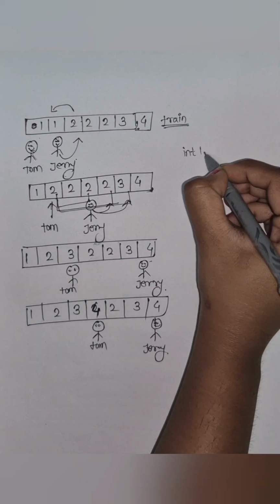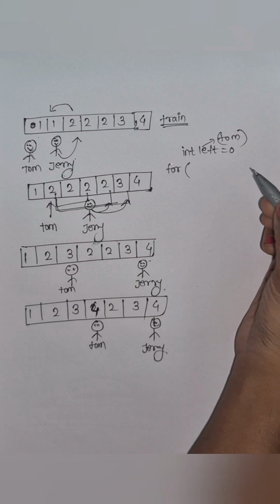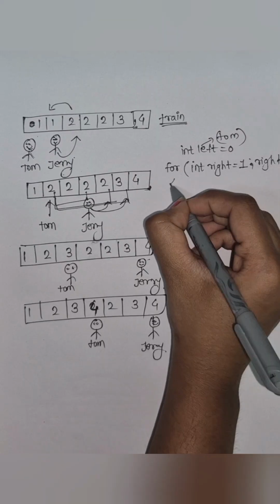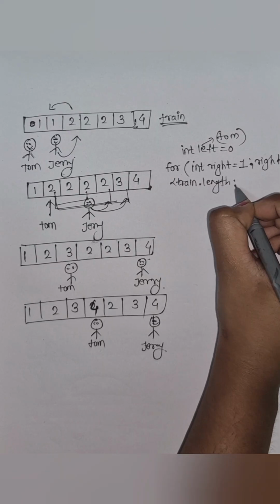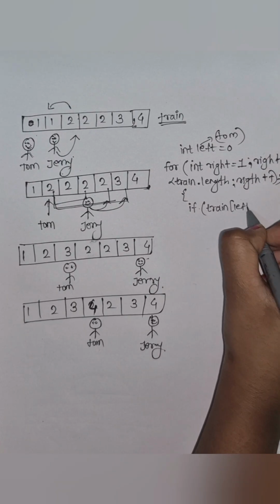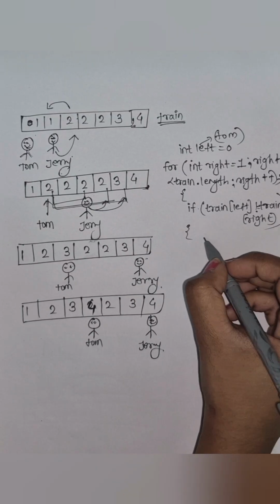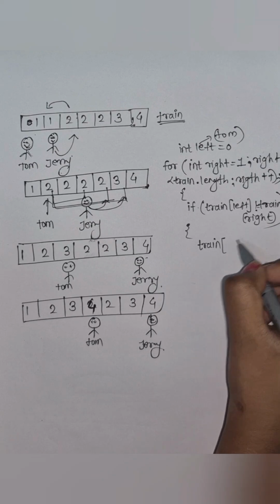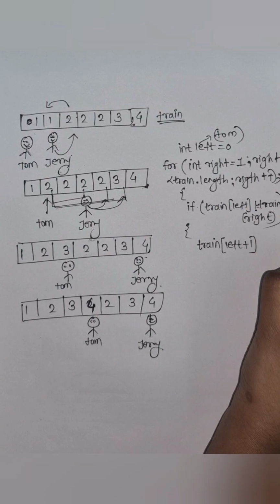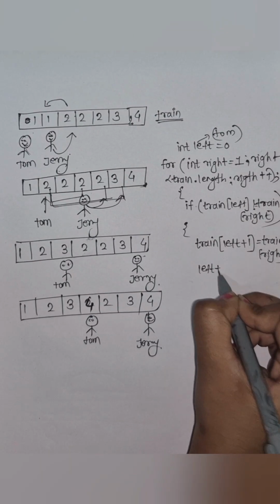So we will take one left, which is 0, which will be Tom, and Jerry is moving ahead and traversing the train. So right = 1, right less than train.length, and right++. What we are checking, if train[left] is not equal to train[right], then change their position. Means then we need to put train[right] after train[left], train[left + 1] = train[right], and left++.